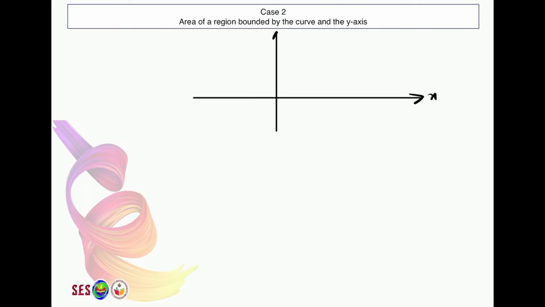This is your x-axis and this is your y-axis. So you have a graph on the left hand side of the y-axis, and you are required to find the area of the region bounded by the curve and also the y-axis. So this is your interval a and this is your interval b. So the curve, I'll just label the curve as f(y).